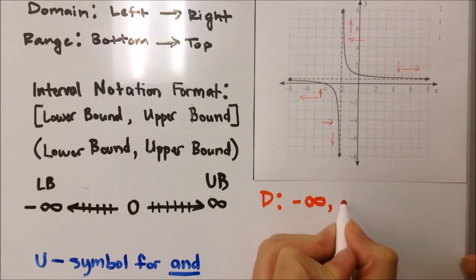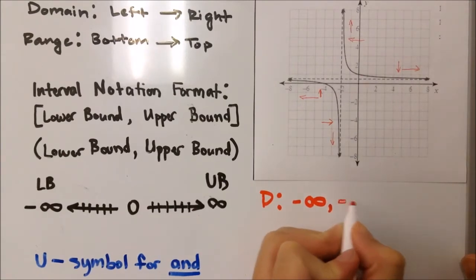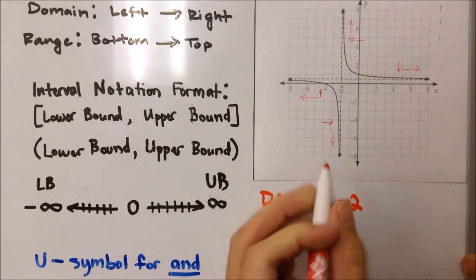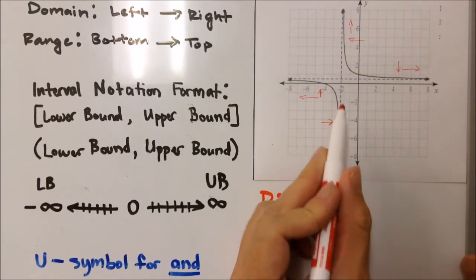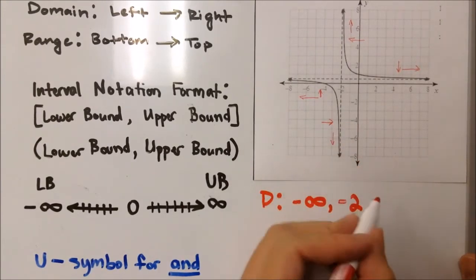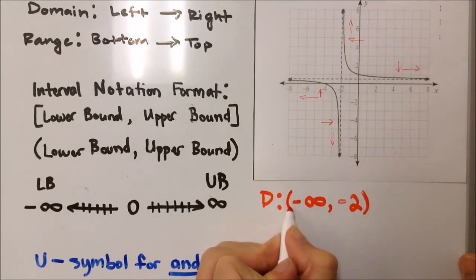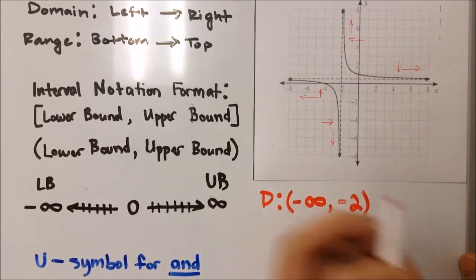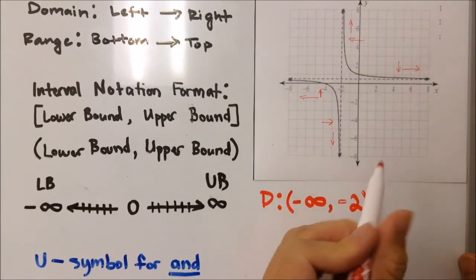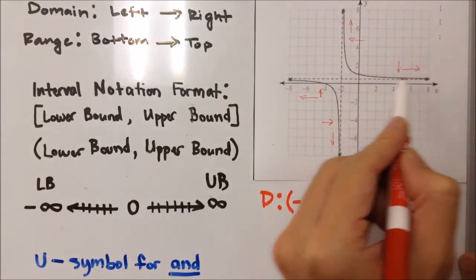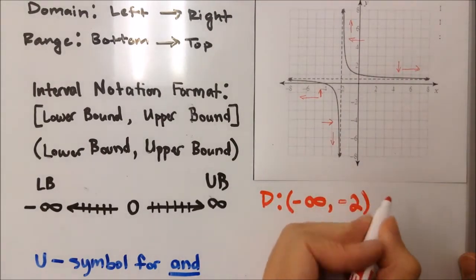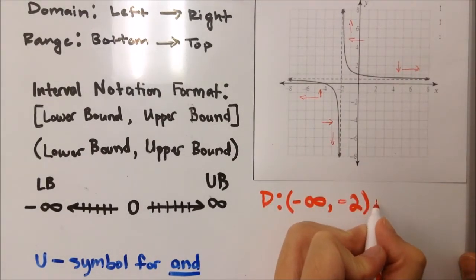So we're going to write -2 because the graph is going towards -2 on the x-axis, but never reaches it. So I'm going to use parentheses. Going towards -2, but never reaching it. Now we're going to talk about the domain of the right function. So I'm going to use that symbol for and.